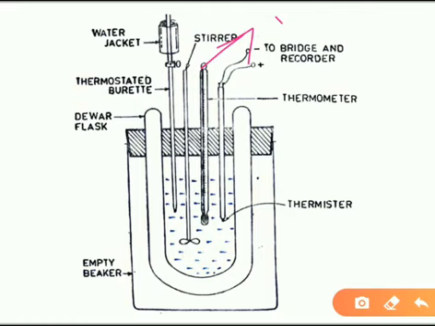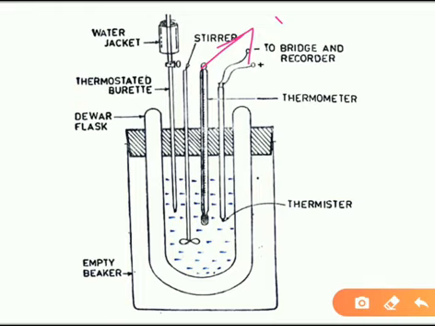Here a known volume of the solution to be estimated is taken in the Dewar flask, and then the tip of the burette is dipped into the solution in the vessel. The vessel is covered by a thick insulated material containing holes for inserting the thermistor, the burette and the stirrer. The titrant is added at a constant rate while the solution in the Dewar flask is constantly stirred.